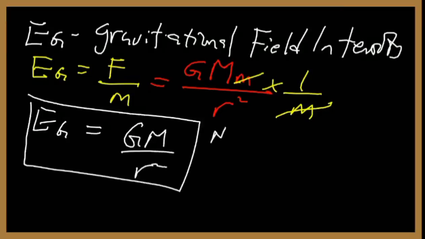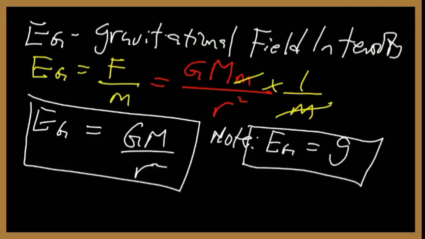And I want you to note that the gravitational field intensity is equal to the acceleration due to gravity. Don't forget, let me prove that. You know, F can be equal to mg if you consider the weight of the body. If I make the mass subject of the formula, we have m equal to F over g.